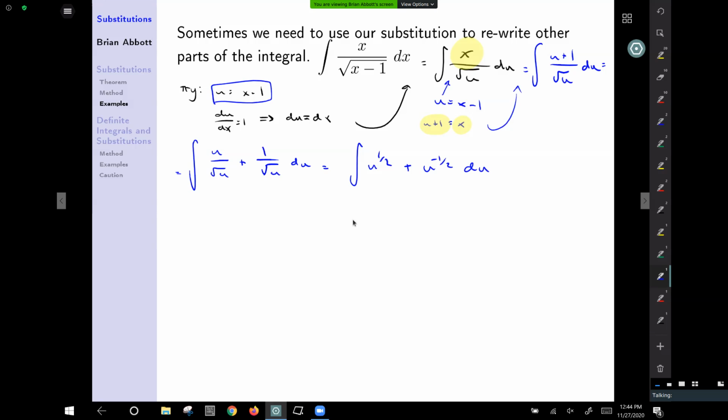And now we've got something we can absolutely do. So u to the 1/2, using our power rule, as we've done a bunch of times here, is 2/3 u to the 3/2 power. Plus u to the negative 1/2 is u to the positive 1/2 multiplied by the reciprocal, so 2 over 1, which is just 2, plus c. And now we've done it. We've integrated, and now we just need to back substitute so that our answer is in terms of our original variable. So 2/3 times x minus 1 raised to the 3/2 power plus 2 times x minus 1 raised to the 1/2 power plus c.